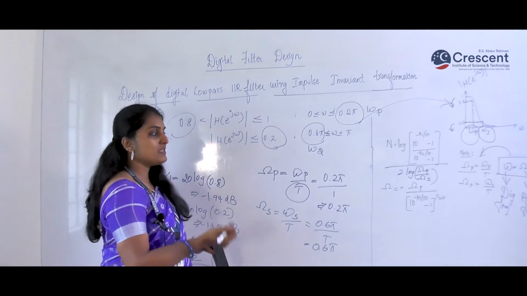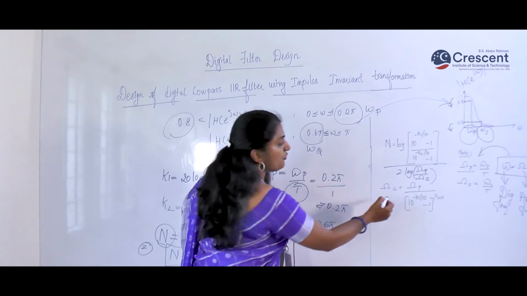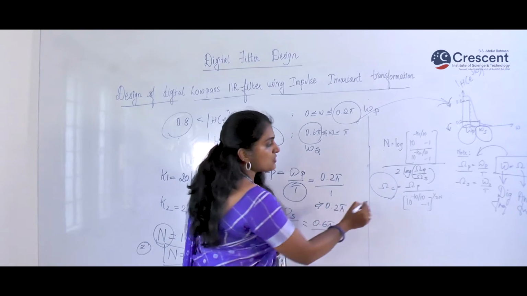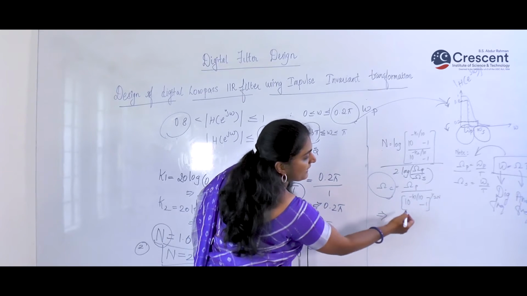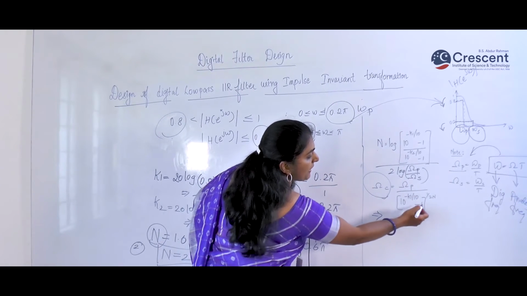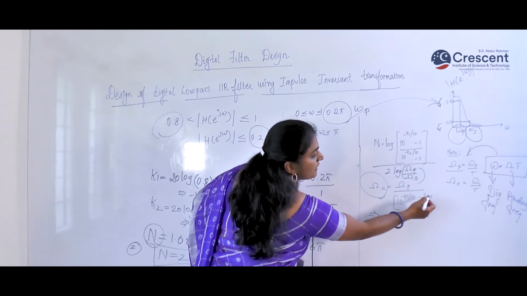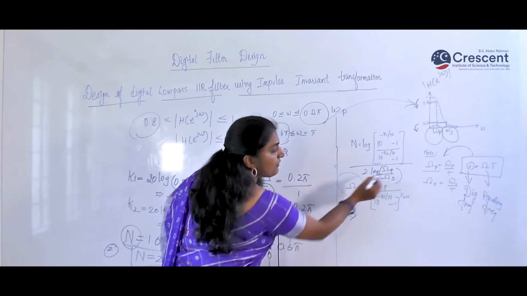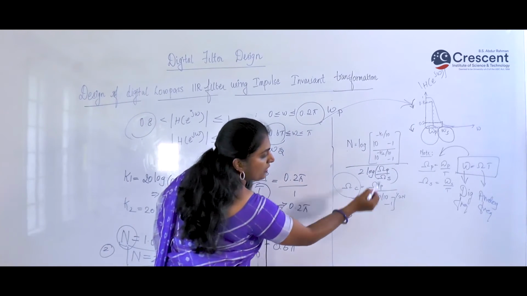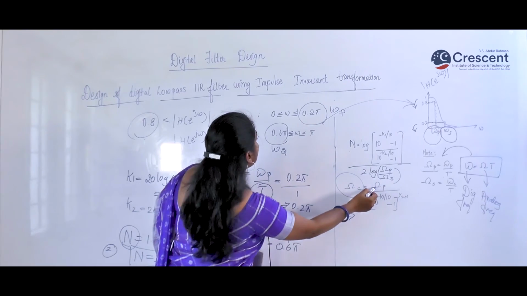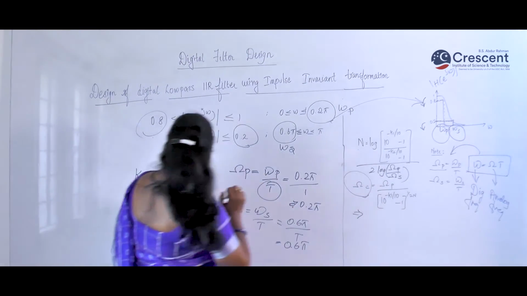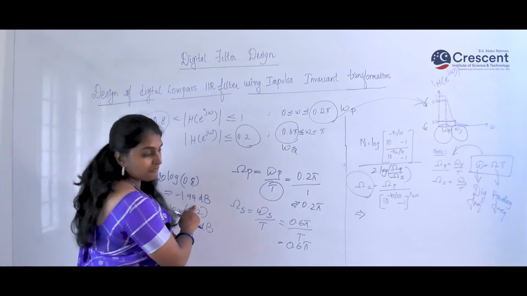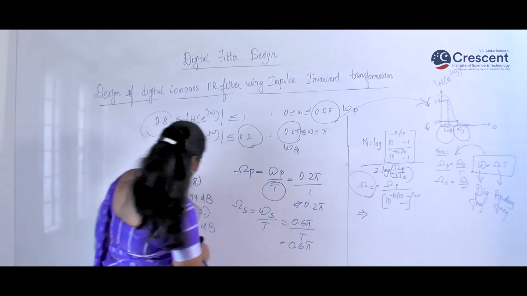Next, we have to determine the cutoff frequency omega c. So omega c, according to the formula, is omega p divided by 10 to the power of minus k1 by 10 minus 1, the whole to the power of 1 divided by 2N. So we know all the values here: omega p, k1 and the N value. Omega p is equivalent to 0.2 pi, k1 is equivalent to minus 1.94, and the order we have now found as 2.